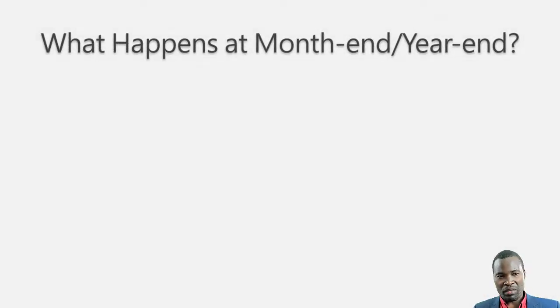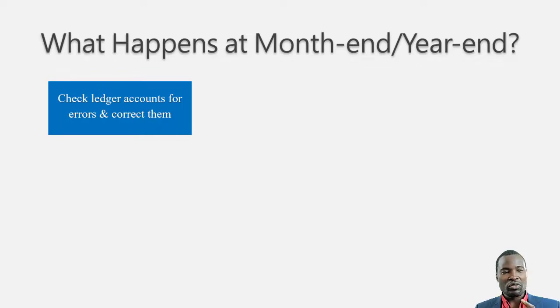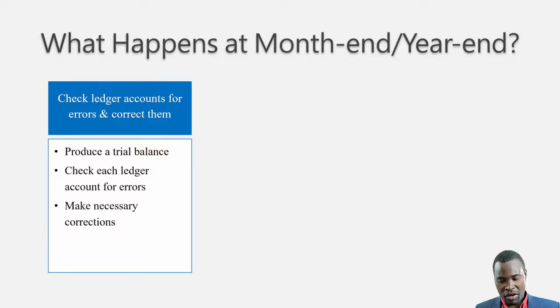So, what exactly happens at the month end or year end? Let's begin with looking at the first step: you check the ledger accounts for errors. Once the processing of the transactions has taken place during the period in question, whether the quarter or the month, you now check the ledger accounts to make sure that there are no errors. And how do you do that? You produce a trial balance, you check each nominal account in that trial balance for errors, and you correct any of those errors.